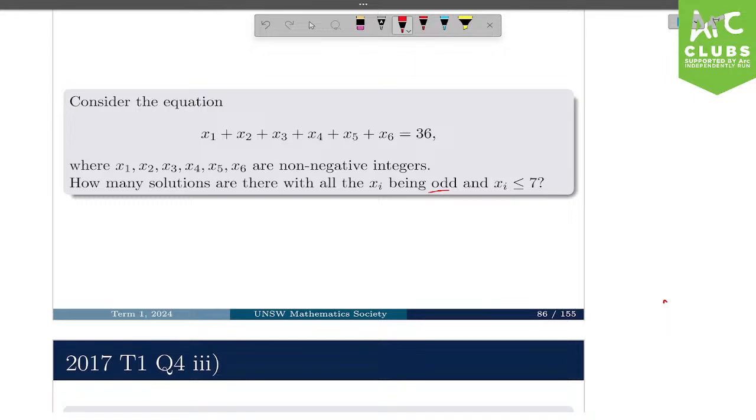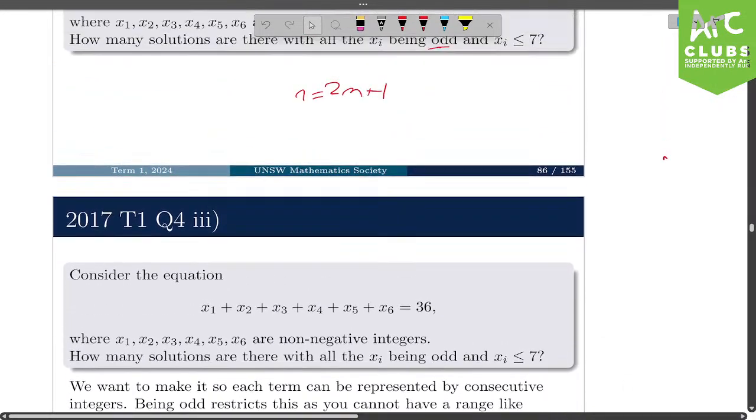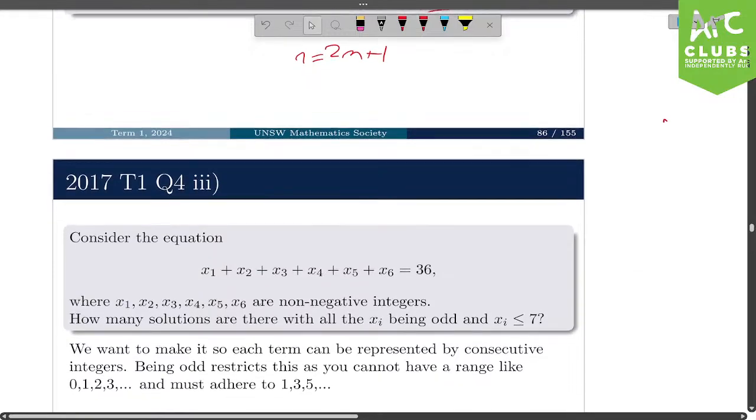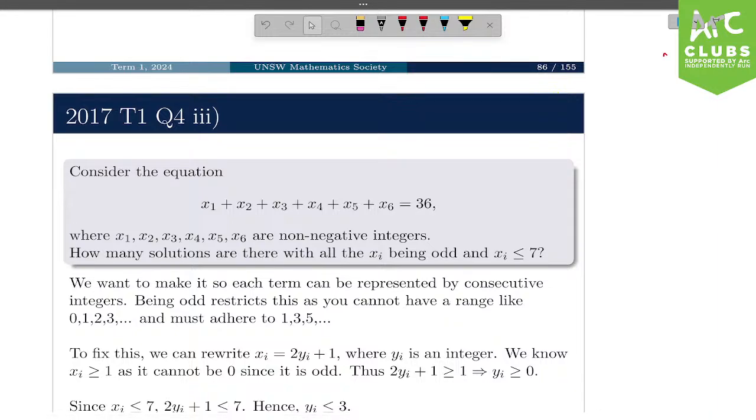So we know that every odd number, so if you have an odd number n, it's equal to 2m plus 1. So we look to express our xi's in terms of this. So instead of n equals 2m plus 1, we make our xi equal 2yi plus 1 for some integer yi. But since we know that they're odd and non-negative, we note that our xi's are at least 1. So that means 2yi plus 1 is greater or equal to 1, or yi is greater or equal to 0.